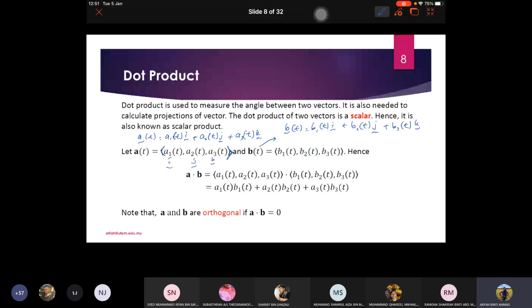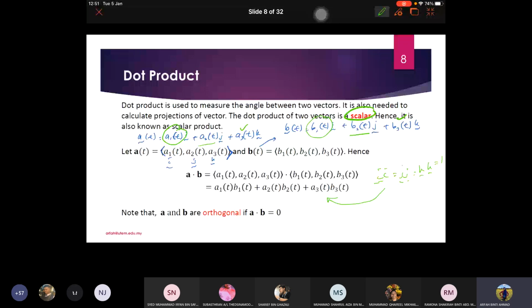Okay. So vector A darab vector B akan menghasilkan A1 darab B1. This one for the A1 darab B1 untuk i component. A2 darabkan dengan B2 for the j component dan A3 darabkan B3 untuk k component. So since i darab i sama dengan j darab j sama dengan k darab k sama dengan 1. That is why you dapat dia punya jawapan adalah dalam satu scalar.